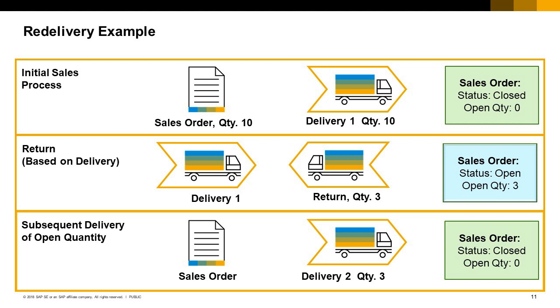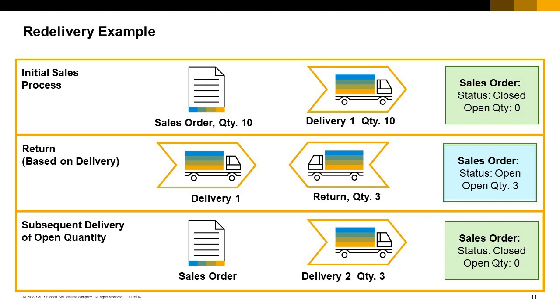Let us look at a business example for redelivery. The customer has ordered 10 laptops. The sales order was copied to a delivery for the 10 laptops. When the delivery was saved, the sales order was automatically closed. Since all 10 were delivered, there is no open quantity on the sales order.